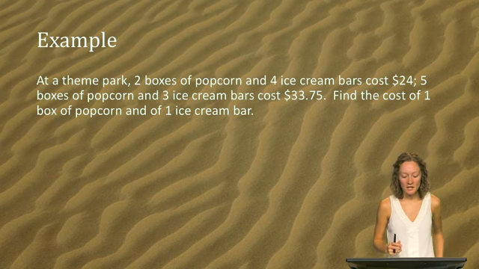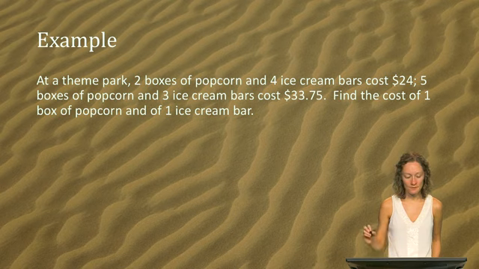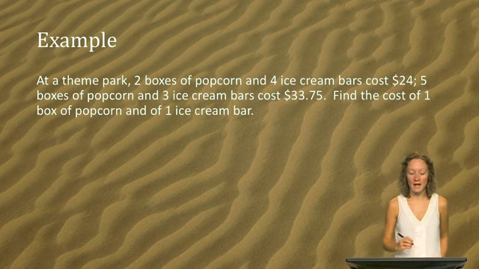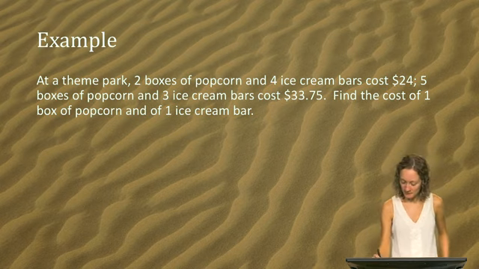At a theme park, 2 boxes of popcorn and 4 ice cream bars cost $24. Separate scenario, 5 boxes of popcorn and 3 ice cream bars cost $33.75. Find the cost of 1 box of popcorn and of 1 ice cream bar.